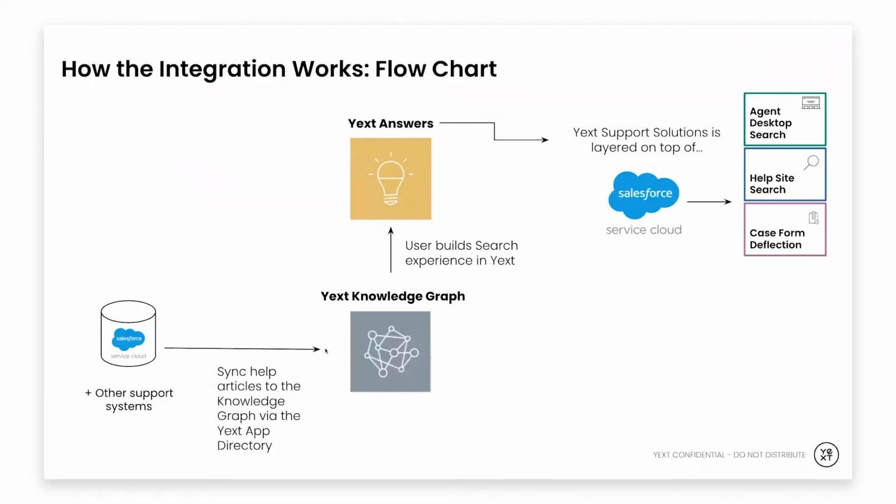If you're more of a visual learner, this is a flowchart I like to use. You take your data from Salesforce, in this instance, Service Cloud, you sync it to the Yext knowledge graph. Once it's there, you can build a Yext Answers search experience, which we've made incredibly easy via the free trial, which I'll talk about later on in this presentation. And then once you've built your search experience, you can layer that experience on top of any of your Salesforce products. Our core solutions are Agent Desktop Search, Help Site Search, and Case Form Deflection.